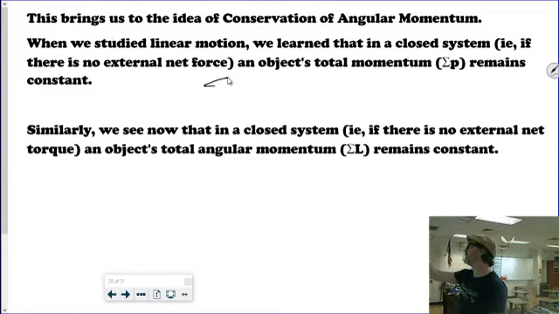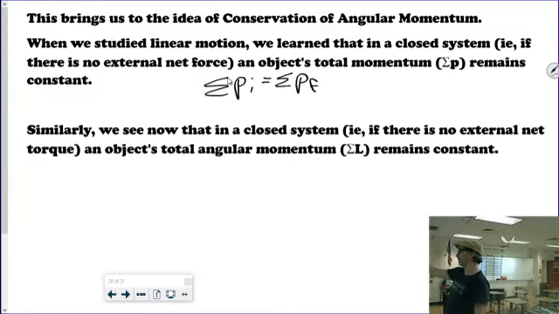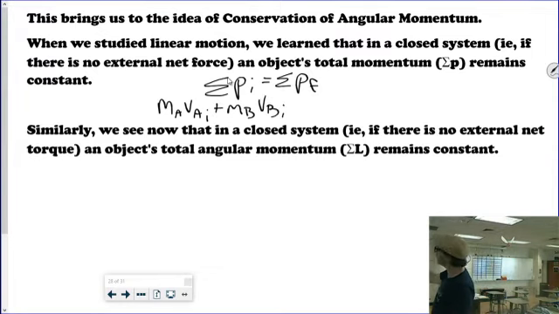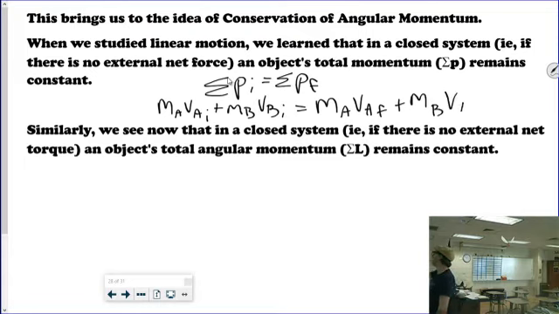In equation form, we did a lot of this. Total momentum before the collision equals total momentum after the collision. Remember, that was the mass of particle A times the velocity of particle A initially, plus the mass of particle B times the velocity of particle B initially, equals the mass of particle A times the velocity of particle A final, plus the mass of particle B times the velocity of particle B final, right? And it's just kind of plug and chug.